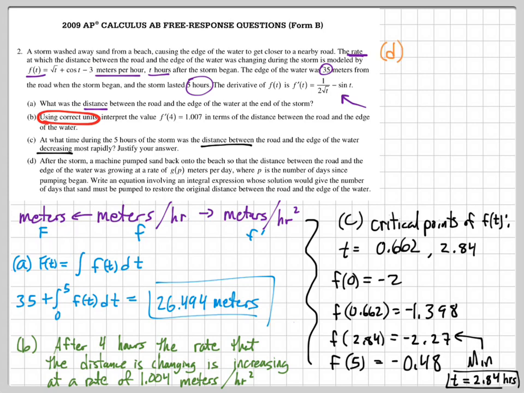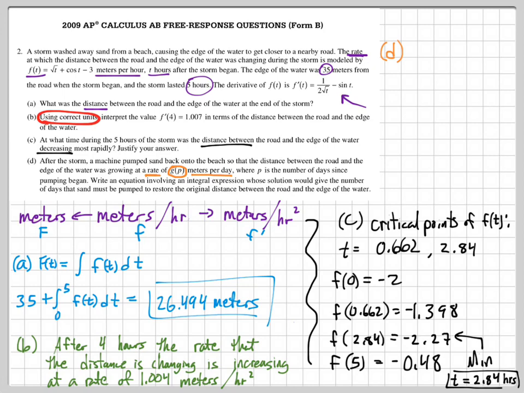Okay, now let's do this last question. When you read this last question, I hope you saw the word rate. This right here represents a number. G represents a number. What is that number? This number represents the rate that the sand is being pumped back onto the beach, and here are your units for the G. So G is the rate that the sand is getting put back onto the beach.